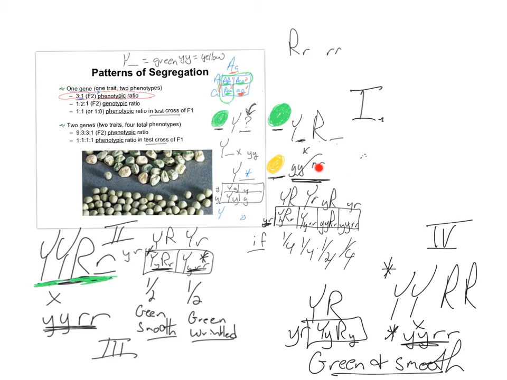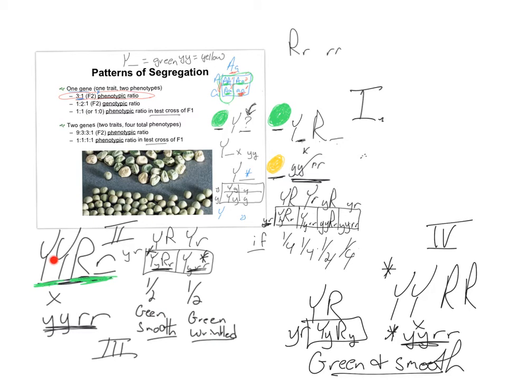The first one we looked at was what if they're both heterozygous, big Y little y, big R little r. You'd have 4 different things come out, 1/4 of your seeds would be each. If it comes out like that, then you know it's heterozygous. If you had big Y, big R, little r and you test cross it, then you get 50-50: 50% green smooth and 50% green wrinkled.